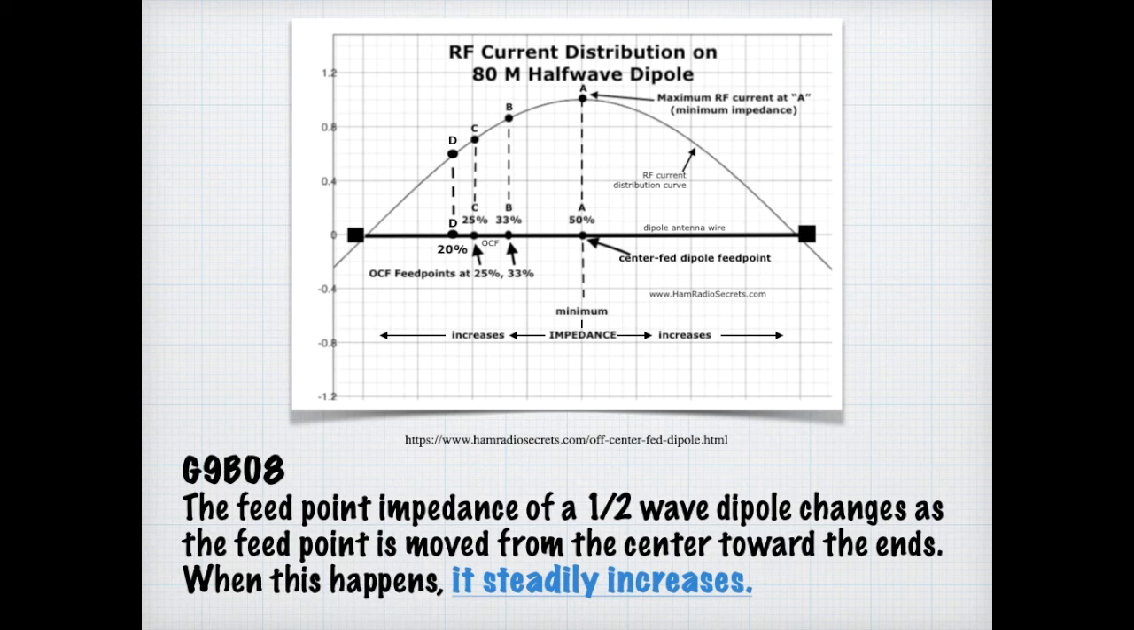Another thing that affects the impedance of a half-wave dipole is how far the feed point is from the center, or how close it is to the center. Changing that can vary the impedance. For the exam, you need to know that the feed point impedance of a half-wave dipole changes as the feed point is moved from the center towards the ends. When this happens, it steadily increases.